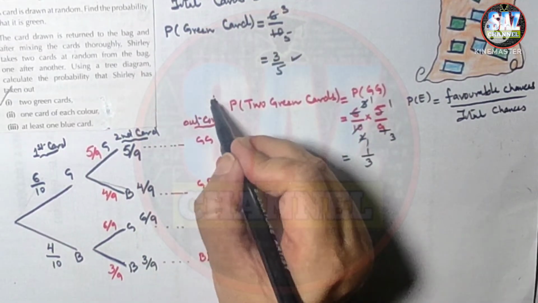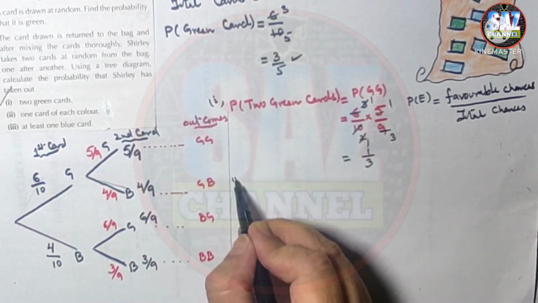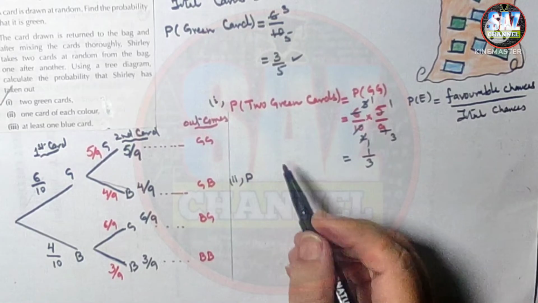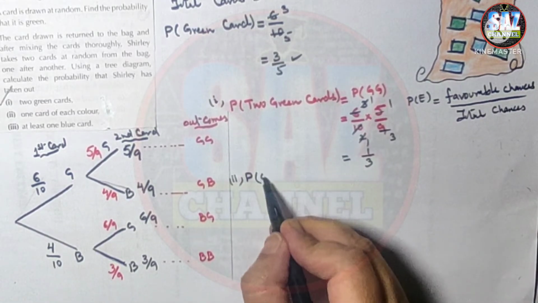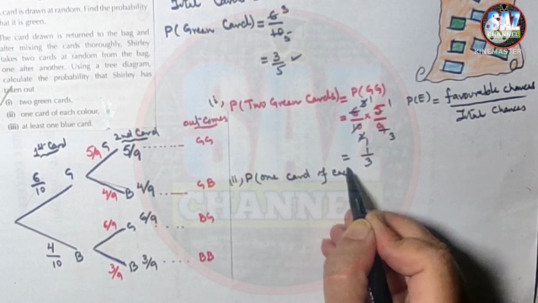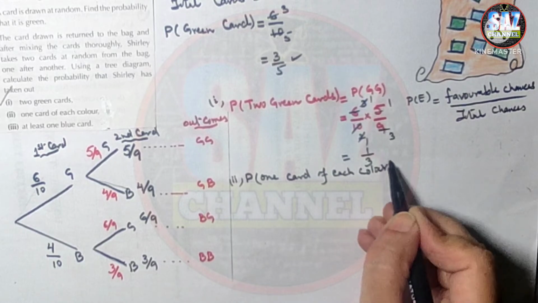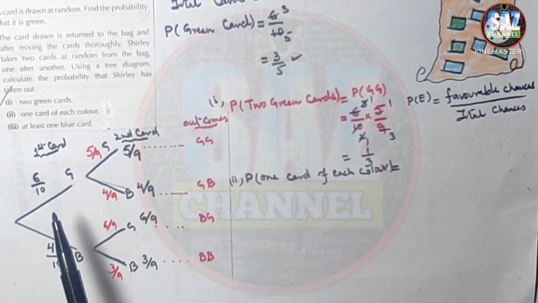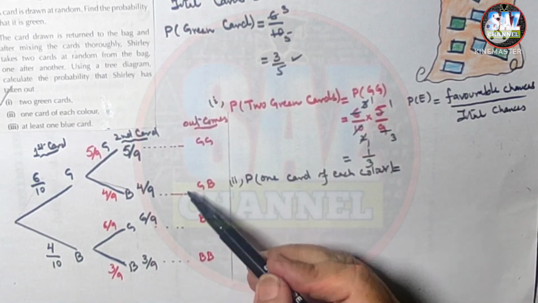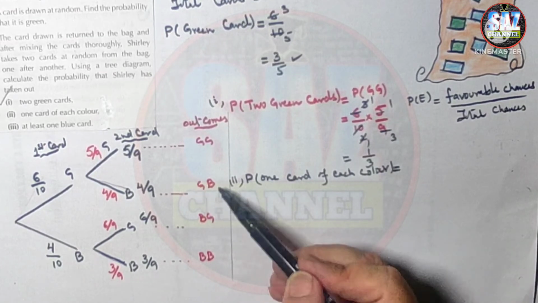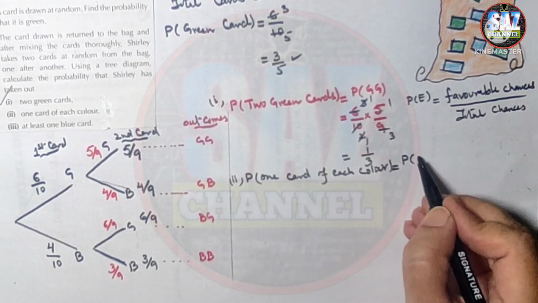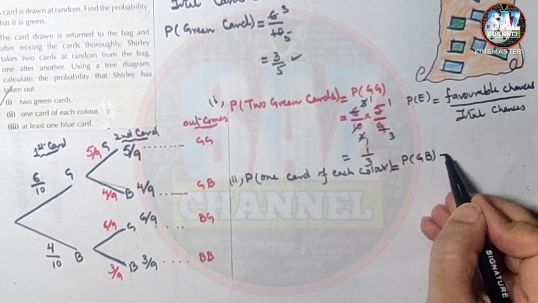And then the second part is 1 card of each color, try to understand the message. 1 card of each color. There is no restriction that you have to pick up the green card first or the blue card first. So there can be the situation that someone can pick up green card first and blue later, or blue card first and green later. So it will be equal to probability of green and blue, or probability of blue and green.